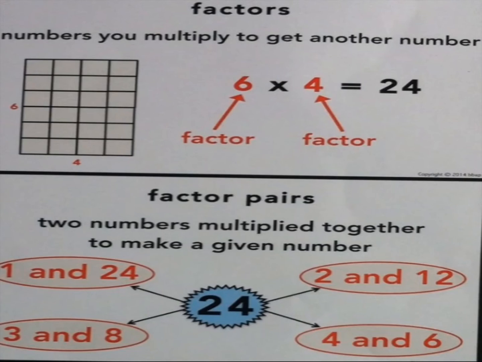2 multiply 12. 2 12s are 24. That means 2 and 12 are the pairs that make 24. Same as 3 and 8 make 24. Same as 4 and 6 make 24. So we can say that these are the pairs of this number and these are the factors also.